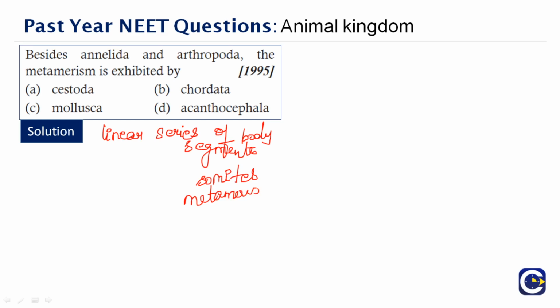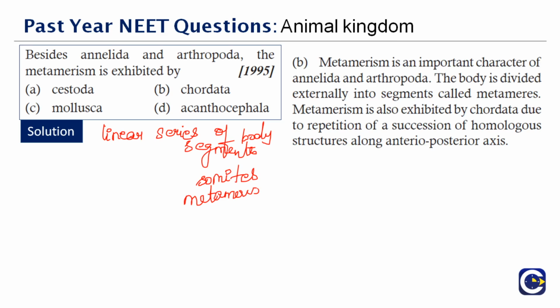Now, besides Annelida and Arthropoda, there is one phylum which exhibits this metamerism. It is none other than chordata. Metamerism is an important characteristic of Annelida and Arthropoda. The body is divided externally into segments called metameres. Metamerism is also exhibited by chordata due to the repetition of succession of homologous structures along the anterior-posterior axis. Therefore, the correct answer to this question is chordata. This metamerism is strictly seen in Annelida and Arthropoda, but apart from that, due to this anterior-posterior axis, sometimes it is also exhibited in chordata.